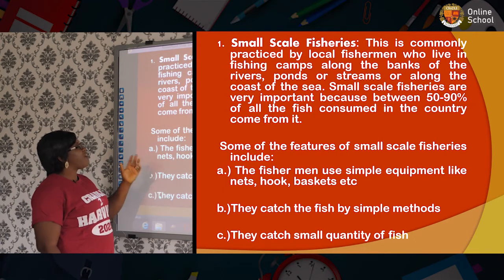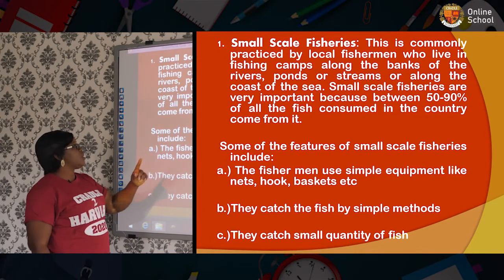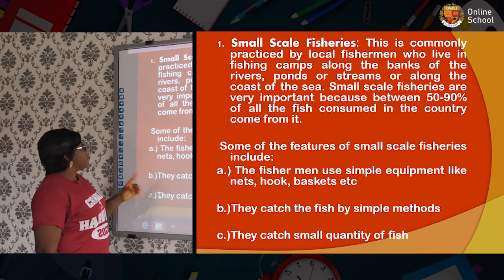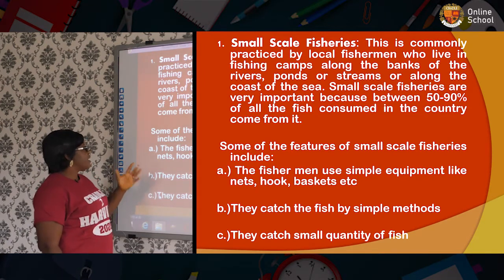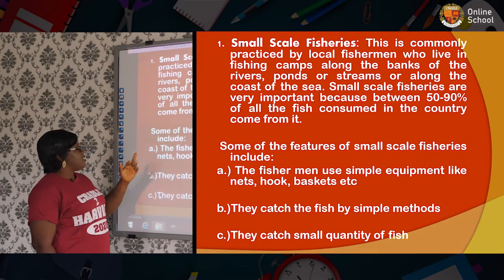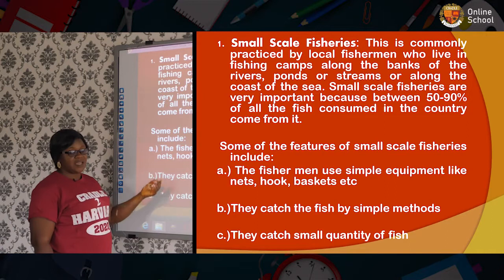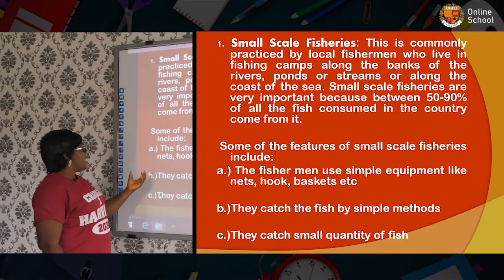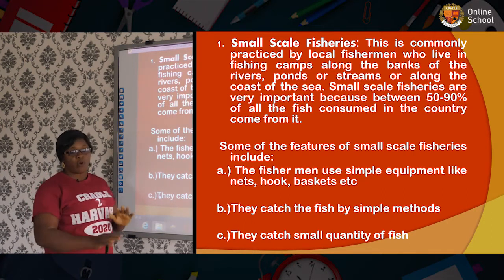Small-scale fisheries are very important because between 50 to 90% of all the fish consumed in the country come from it. Are you following? Now, let's look at some features of small-scale fisheries. They are: A, the fishermen use simple equipment like the nets, the hooks, the baskets, and the rest of them. Then B, they catch the fish by simple methods.